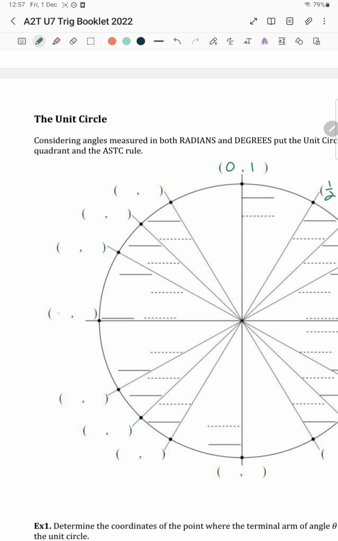Now on this side what will it be? It's -1, 0. So it's minus square root 3 by 2, 1 by 2, so it's going to be minus 1 by 2, square root 3 by 2, and here it will remain the same, just by changing the sign.